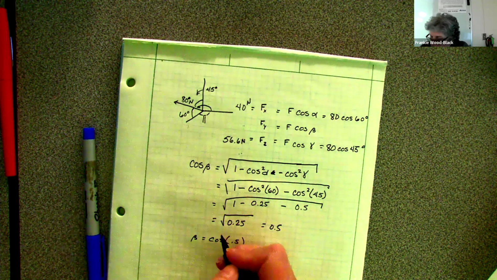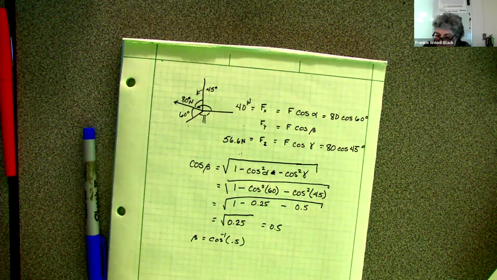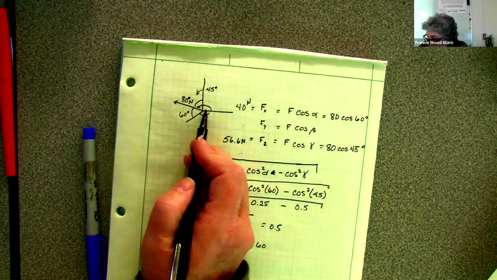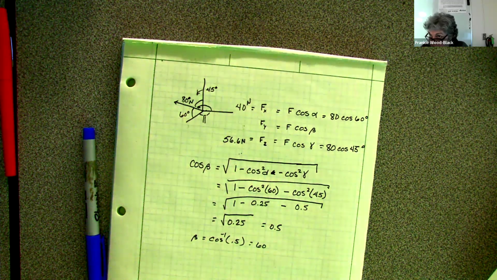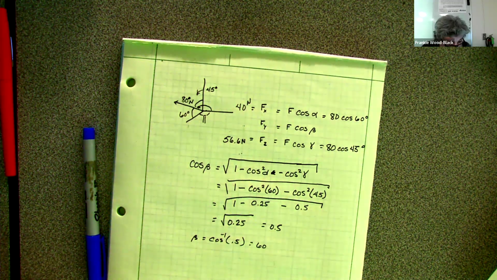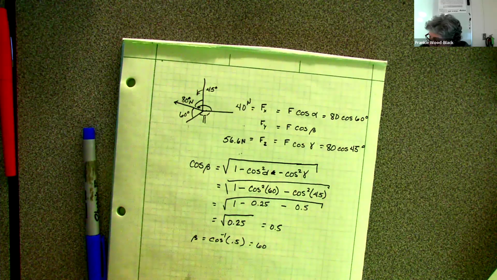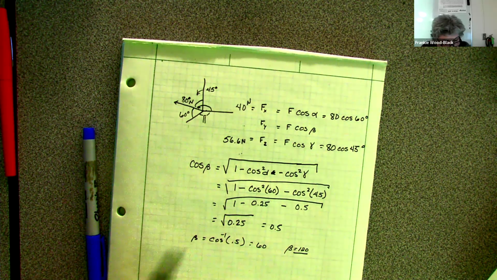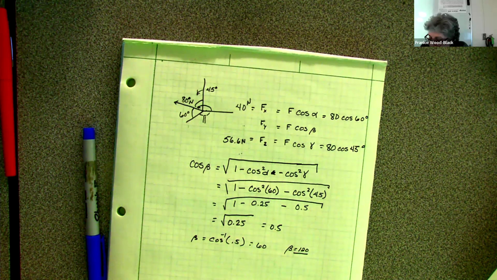Oh, sorry, cosine inverse. Try that again. This says it's going to be 60 degrees, but because of where I am, remember, I've got to deal with my other part. Beta is going to end up being 120 degrees. Unless I did something. Oh, I did that right.